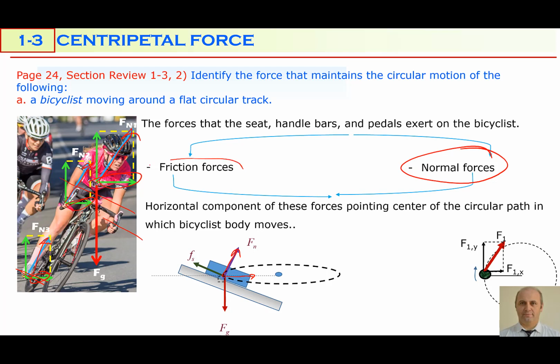This friction force also provides centripetal force. In short, we can say that the forces that the seat, handlebars, and pedals exert on the bicyclist are friction force and also normal force. Even the horizontal component of these forces, which is pointing along the circular path, will provide the centripetal force.